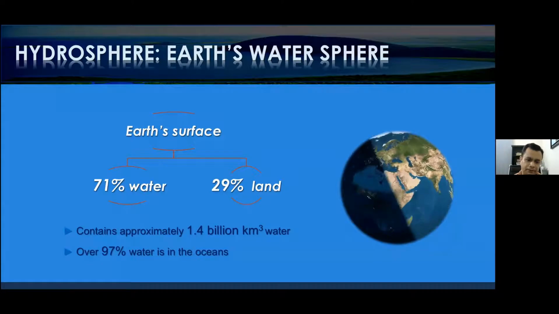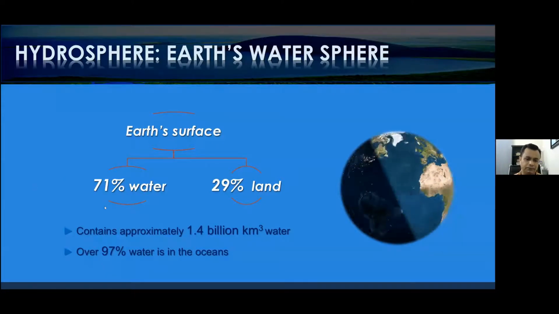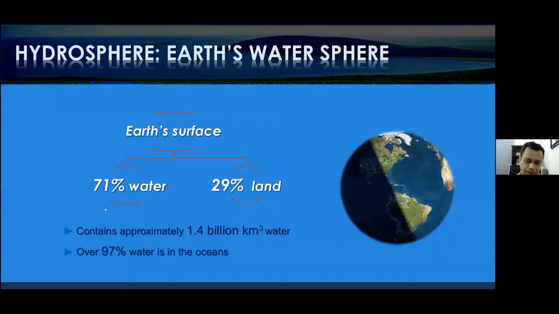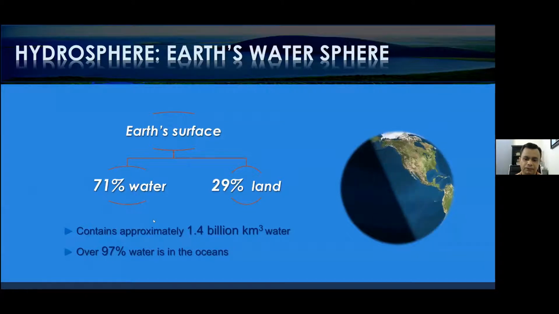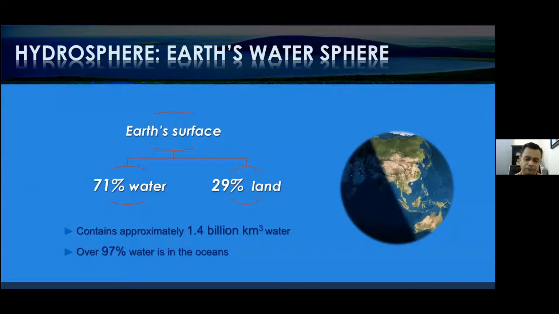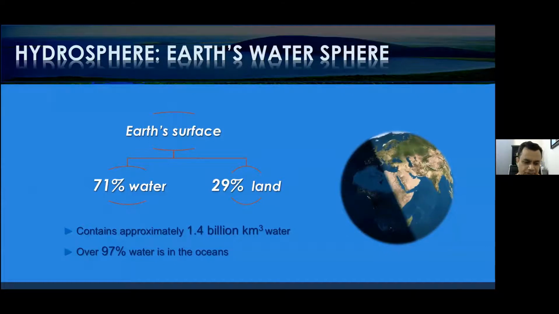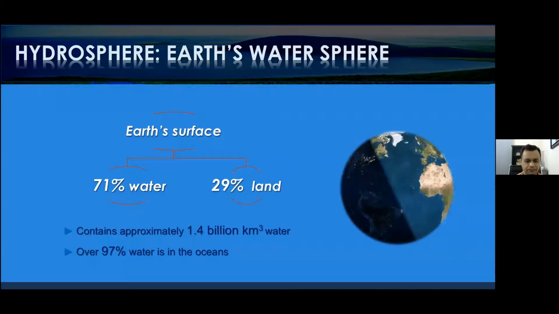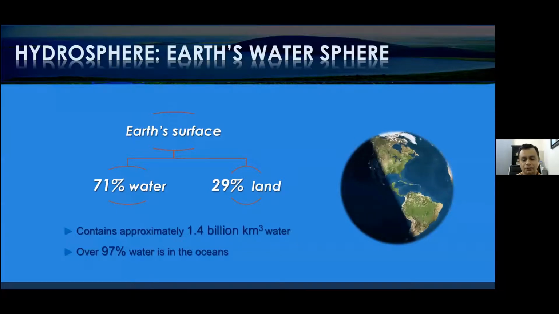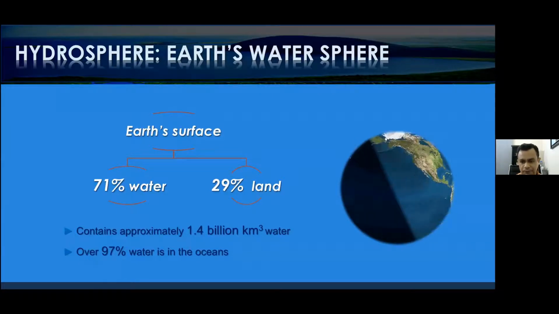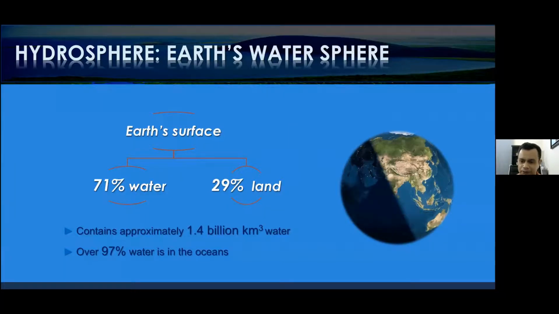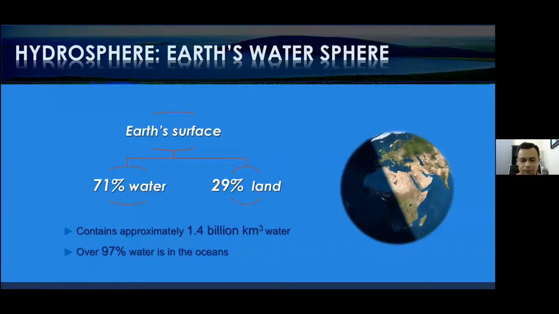This 71% water body contains approximately 1.4 billion square kilometer of water, if we measure it. And over 97% of water is in the oceans. So we have to think about the oceans first, and then the interior coast, and then the inland water bodies as well.